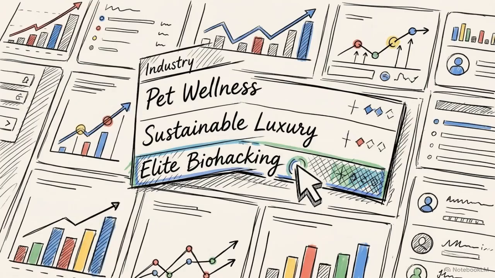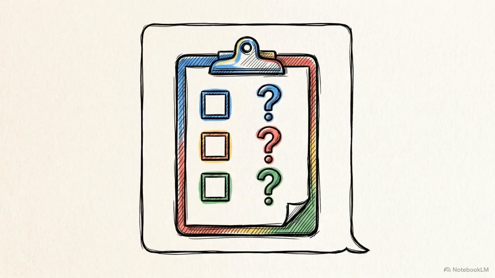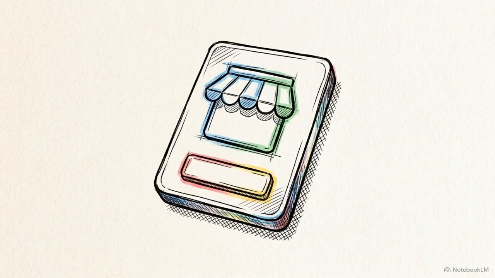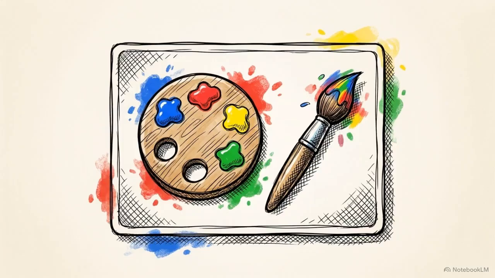The system returns data on sectors like pet wellness and sustainable luxury. For this project, we will select Elite Biohacking. Before building, the system identifies missing information. It asks for the brand name, the specific target audience, and our visual preferences.